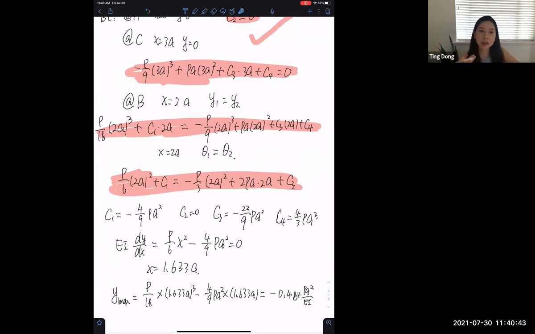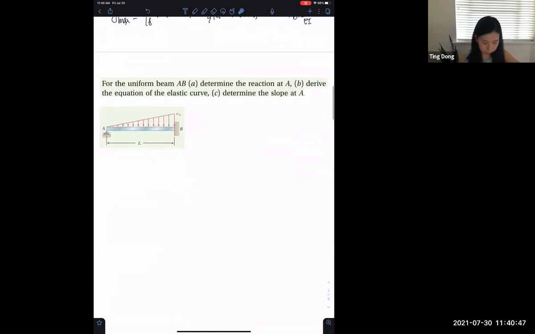So if this part is clear, let's move on to the new topic. This is chapter 9, section 2, statically indeterminate beams.